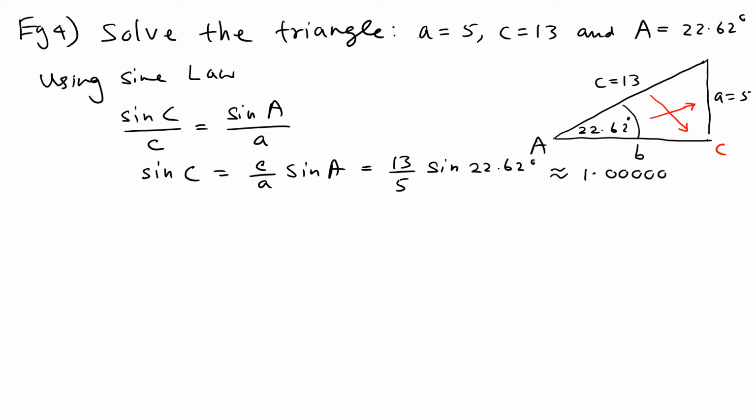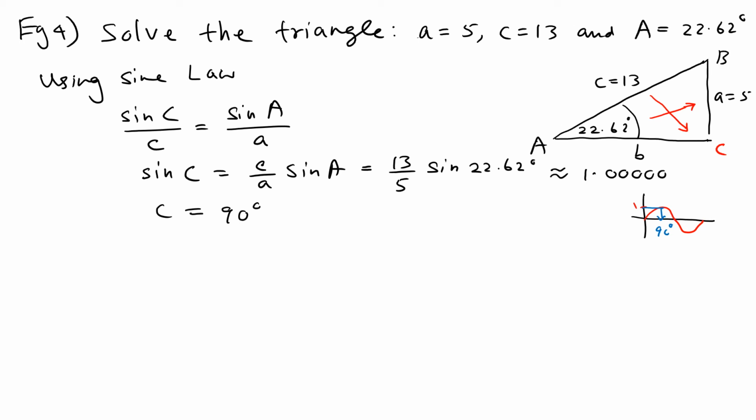So what does that mean? If you look at the graph of sine, you can see that there's only one value from 0 to 180 that's going to give you a 1. It's only one value, and that is 90. So that means C is exactly equal to 90 degrees. Since C is 90, then we can find the value B.